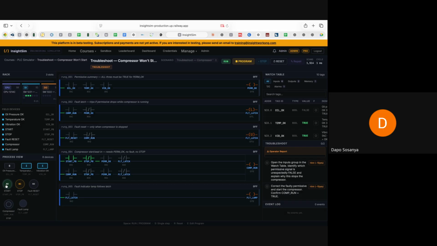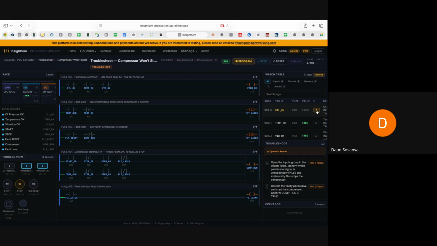Are you following? Yes, sir. All right. So if we go to the watch table and we force these inputs, we force it to be on. So you can see what happened. Once we forced oil_OK, the rung became true. The permissive became true. You can do this normally on a physical PLC. You can force inputs, right? Yes, sir. Okay, great.